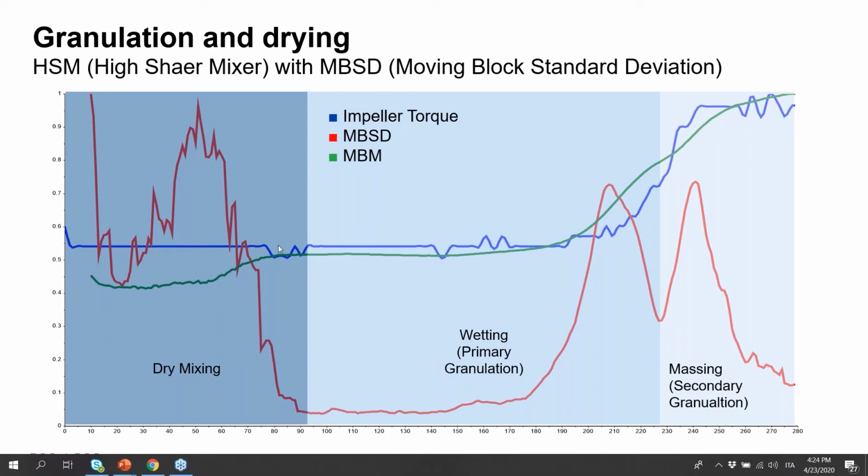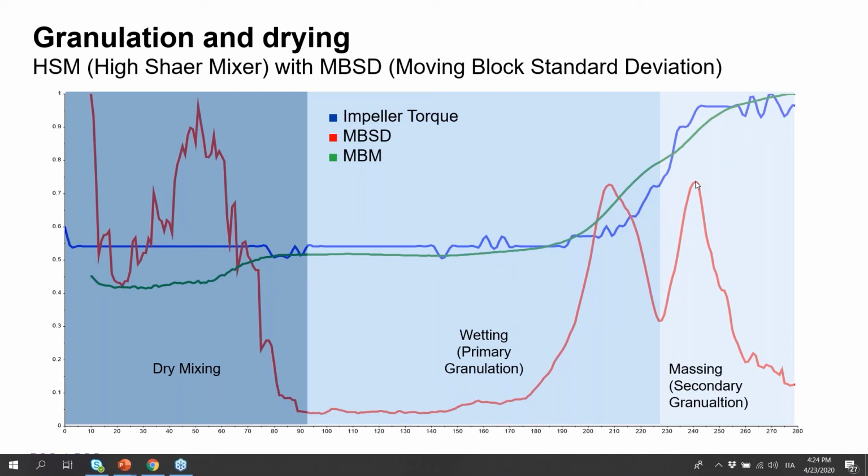You see that this phase is not absolutely visible using the impeller torque. But going ahead, when the transition between wetting and massing is happening, we have a flex of the blue curve. Look at how clear the variation is using the moving block standard deviation.